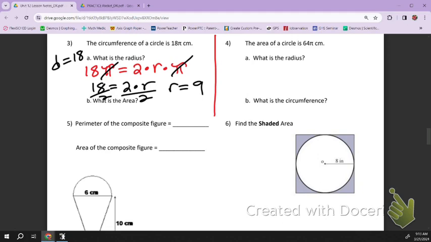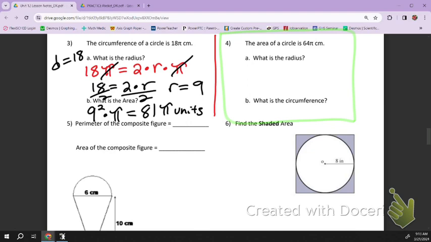What's the area? Well, we're going to do 9 squared times pi. What's 9 squared? 81. So I'm going to say 81 pi units squared. Right now with your partner, I want you to try number 4. This time we start with the area.